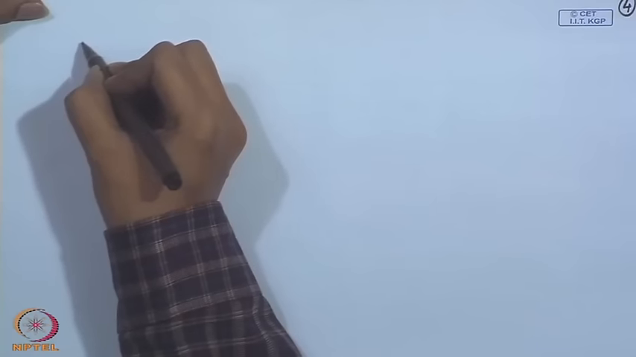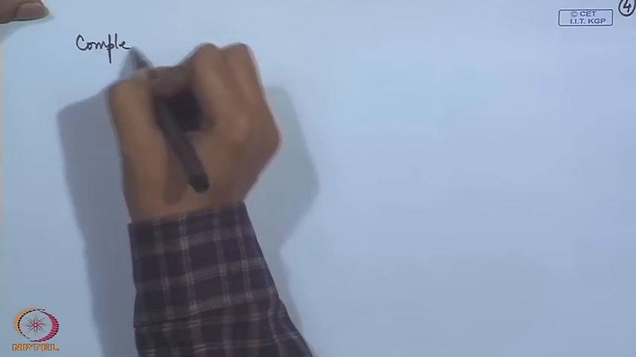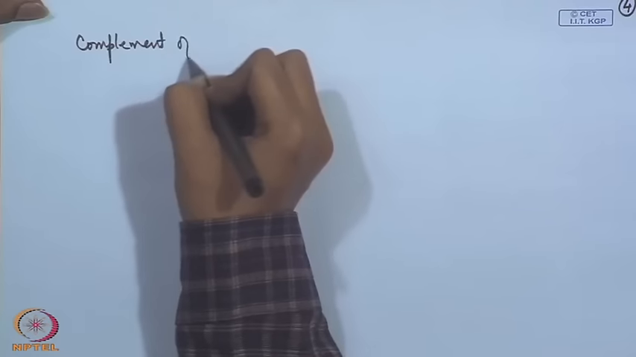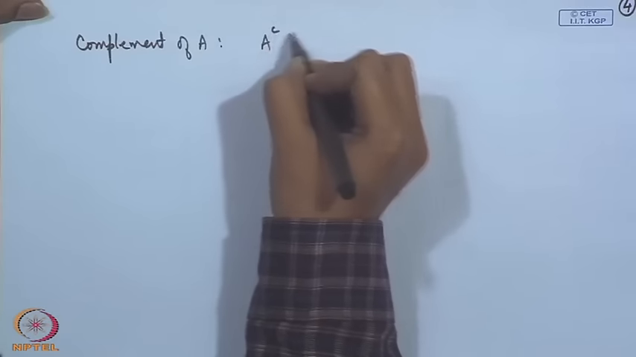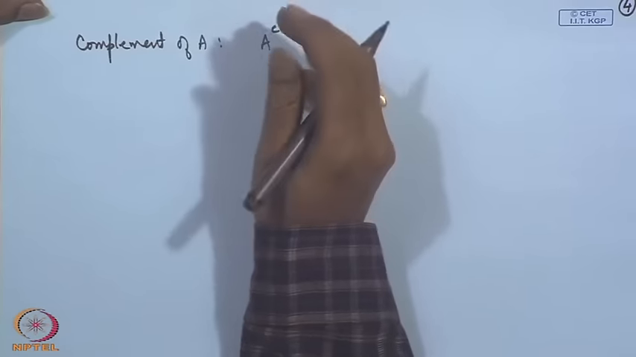Similarly, we have the complementation, for example, complement of A. So, that is A complement. Now, in set theory, complement is the collection of those elements which are not in that set, but they are in the universal set. So, here it would mean non-occurrence of A. That means A has not occurred. So, the complement of A takes place.